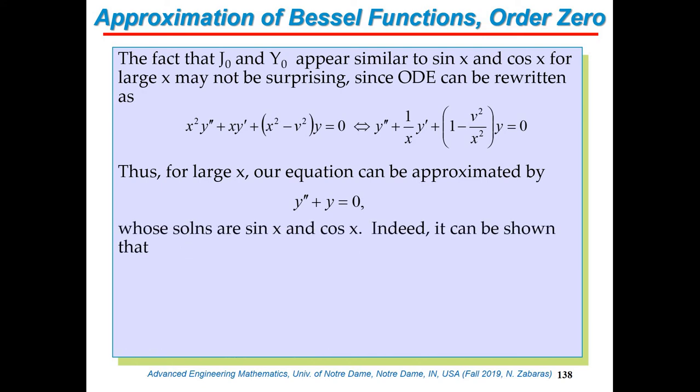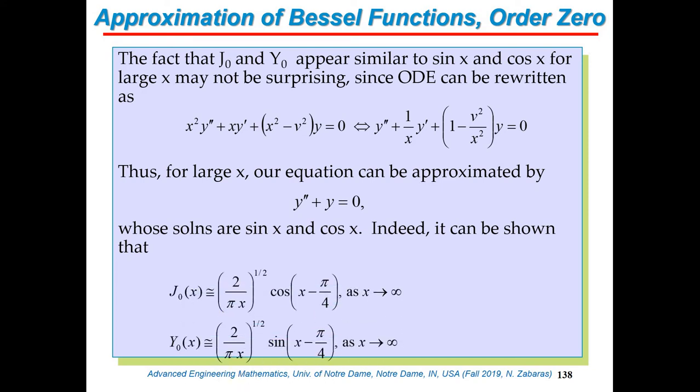So indeed, for very large x, the solutions of the Bessel equation of order 0 do look like sines and cosines. As a matter of fact, I'm going to give you here the asymptotic behavior of J0 and Y0 as x goes to infinity. And these are expressions very commonly used in practice. So if you want to approximate this rather complicated series with cosines and sines as x goes to infinity, these are the two nice expressions that you can use.